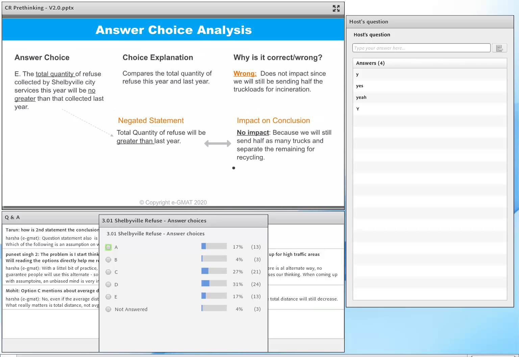Choice E talks about the total quantity of refuse. We talked about choice E. Choice E was popular as well. Again, total quantity doesn't matter. Why? Because we'll still be sending half as many truckloads.